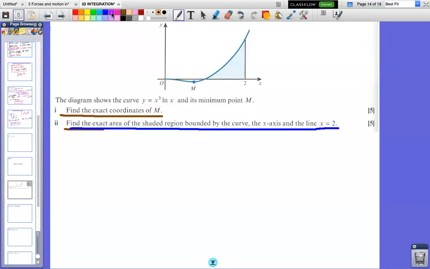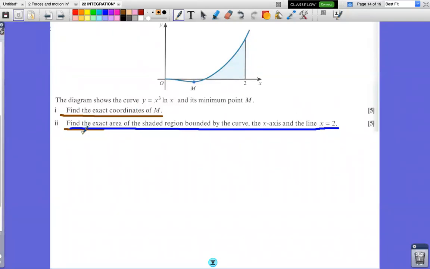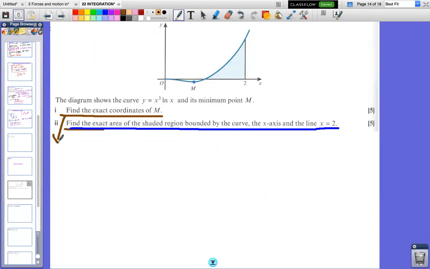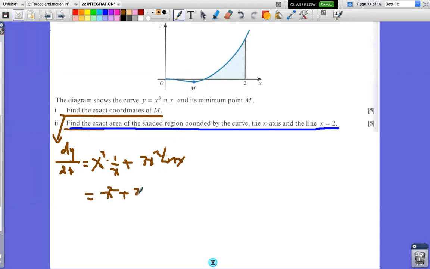Done? So for the first part, you have to differentiate, right? dy/dx should give you x cubed times 1 over x plus 3x squared natural log of x, right? Which should be x squared plus 3x squared natural log of x, which should be x squared times 1 plus 3 natural log of x.